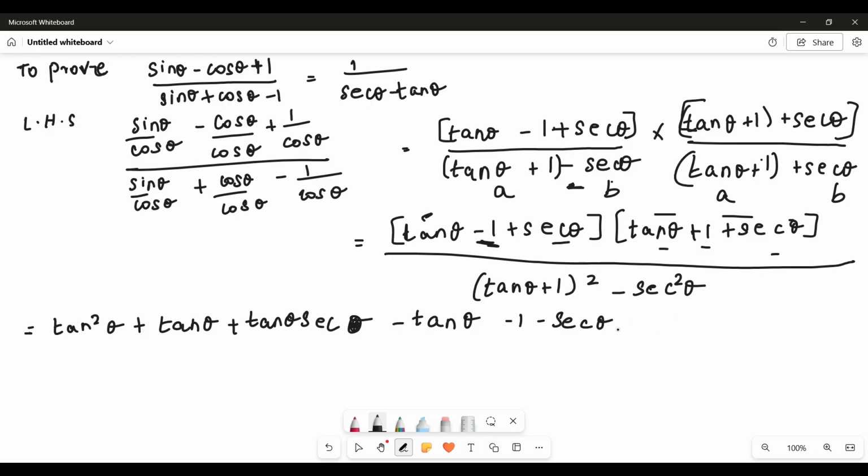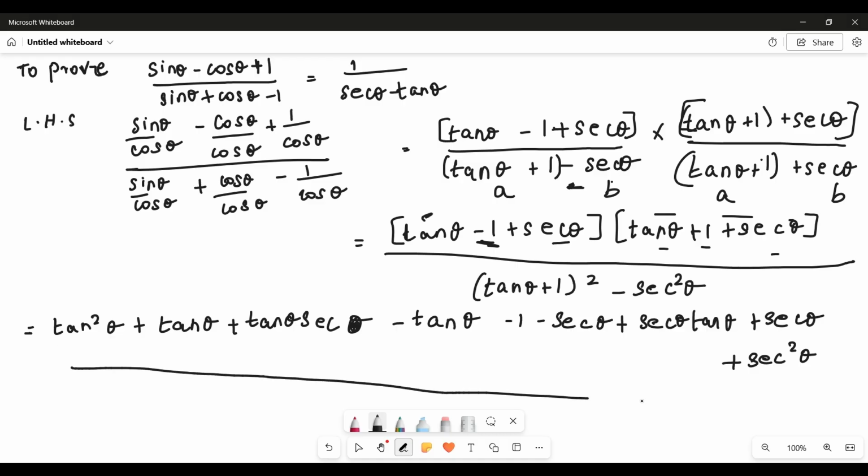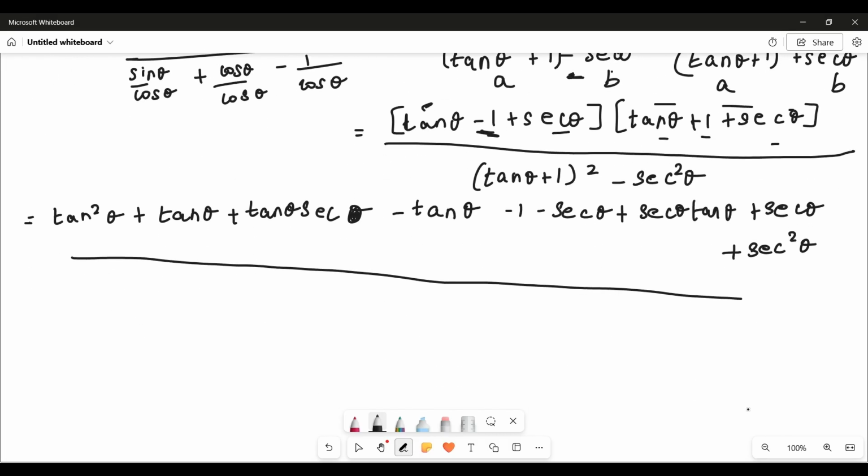Now I am taking secant theta and multiplying with all the terms in the second parenthesis. So secant theta times tan theta gives me secant theta tan theta, 1 into secant theta is secant theta, and secant theta times secant theta becomes secant square theta. And let me expand the denominator as well. So the denominator becomes a plus b the whole square formula: tan square theta plus 1 plus 2 tan theta, minus secant square theta.